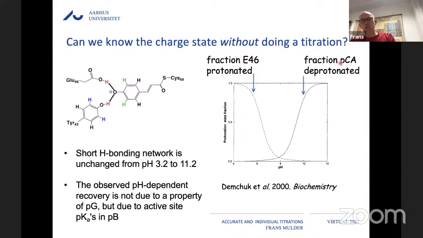The maximum occurrence is, of course, the product of these two curves, which has a maximum in the middle. So that is what is happening, and that explains the pH dependence of the recovery. It's just due to the differences in the pKa constants in the ground folded state and in this PB intermediate.